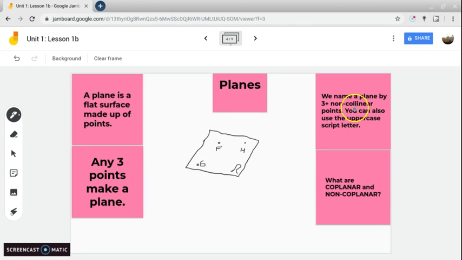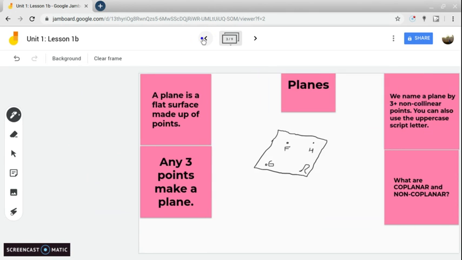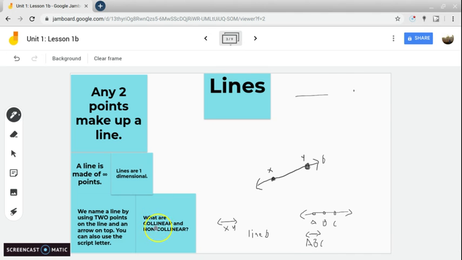Non-collinear. Something I forgot to say was what those mean back on here. What are collinear and non-collinear? Collinear is when points are on the same line. Even if you had right here point Z, Y and Z are still collinear because you could just do this.